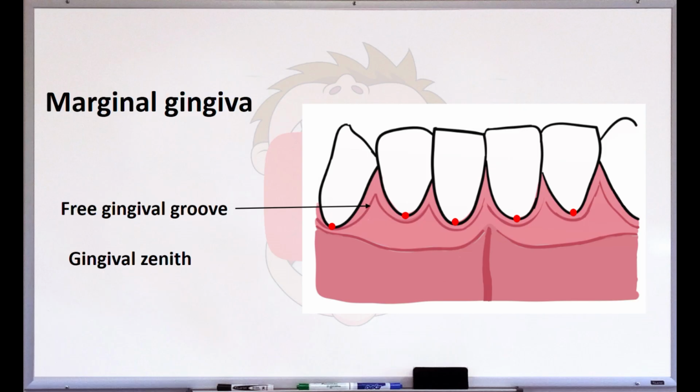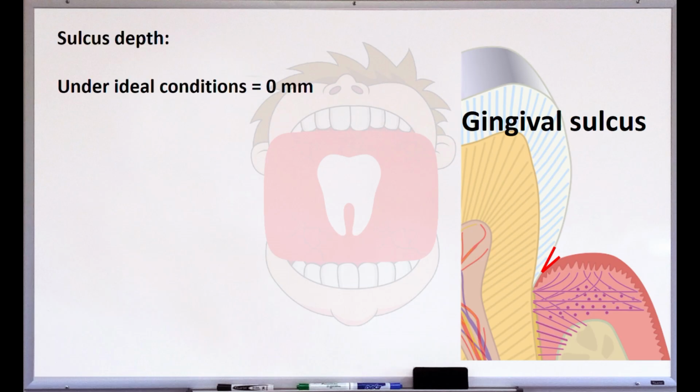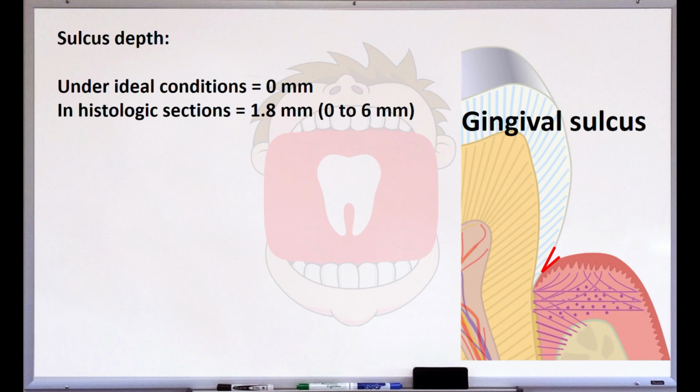Moving towards gingival sulcus. Gingival sulcus is the shallow crevice or space around the tooth, bounded by the surface of the tooth on one side and the epithelium lining the free margin of the gingiva on the other side. Under absolutely normal or ideal conditions, the depth of the gingival sulcus is 0 millimeters, which is also known as pristine gingiva. In histologic sections, sulcus depth has been reported as 1.8 millimeters, with variations from 0 to 6 millimeters. The so-called probing depth of a clinically normal gingival sulcus in humans is 2 to 3 millimeters.